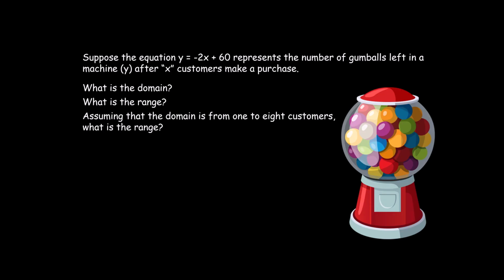Suppose the equation y equals negative 2x plus 60 represents the number of gumballs left in a machine. Notice that's listed as y. I'll come back to that. After x customers make a purchase. Now I want to know what the domain is, and in this case I'm not asking you for numbers, I'm asking you for the story. In the story, the domain has to stand for something. It's my x's, it's my input value, it's left and right on my graph, but in this story I'm being told that x stands for my number of customers. My number of customers. So I'm going to write that down. Customers.